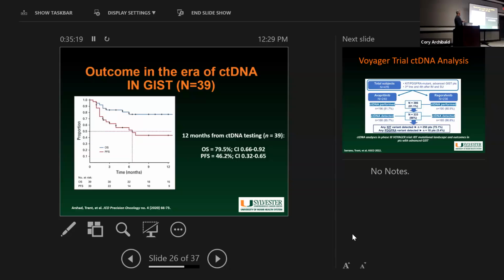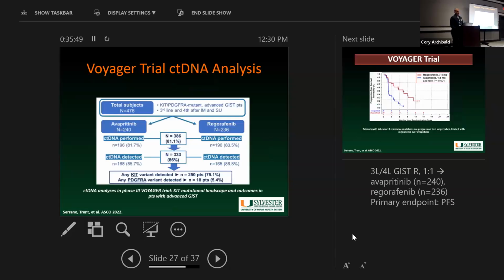If you look at the data, we're looking at progression-free survival in red and overall survival in blue. The progression-free survival rate was 46% at 12 months. That was encouraging to us because that's higher than one would expect in the general population without ctDNA. This was after our implementation of ctDNA testing. It did show us that there was probably a signal. So we worked with Cesar and Suzanne George and looked at the Voyager data. This was a trial comparing avapritinib to regorafenib in patients in third-line GIST.